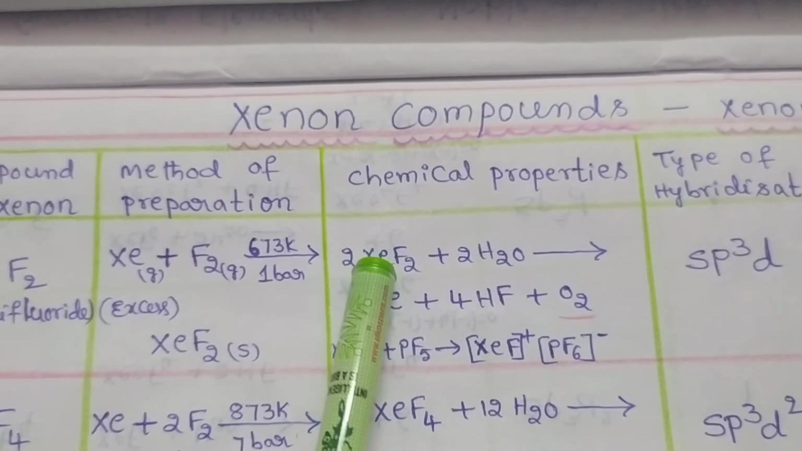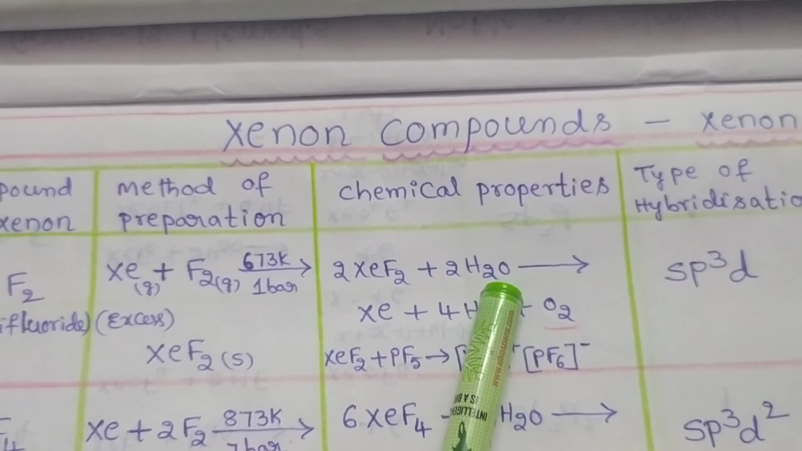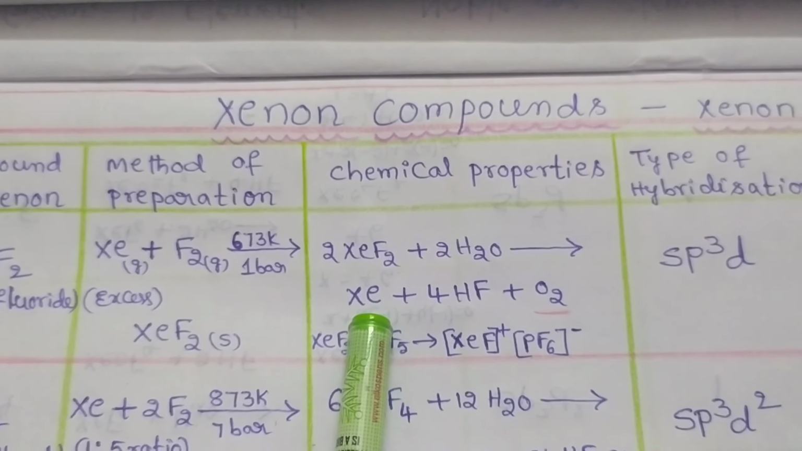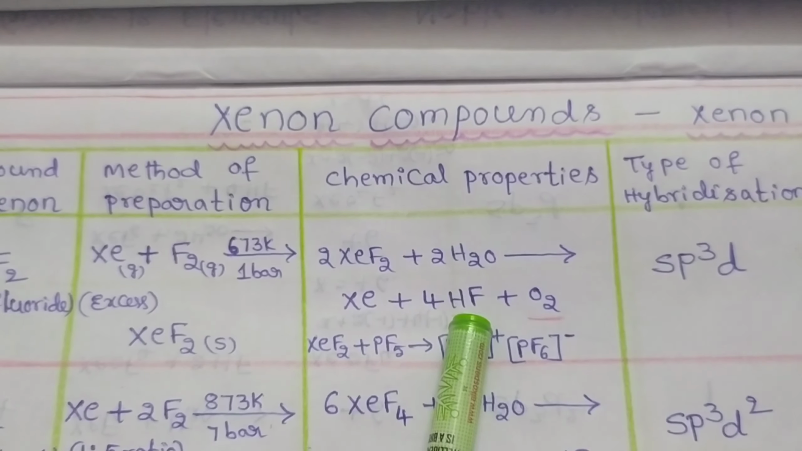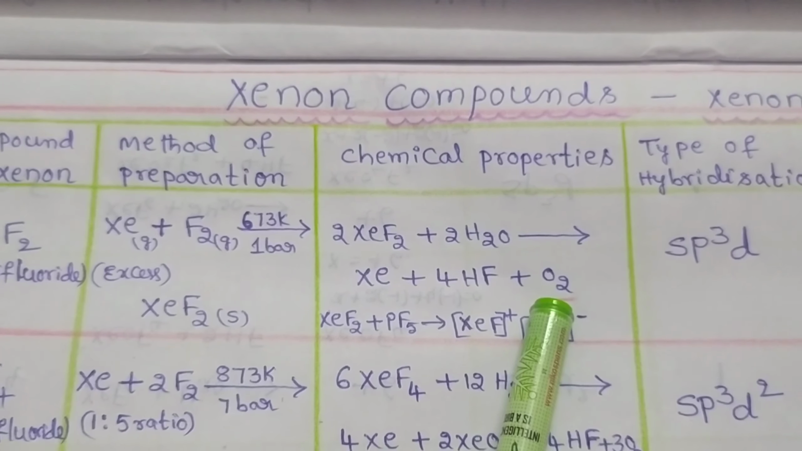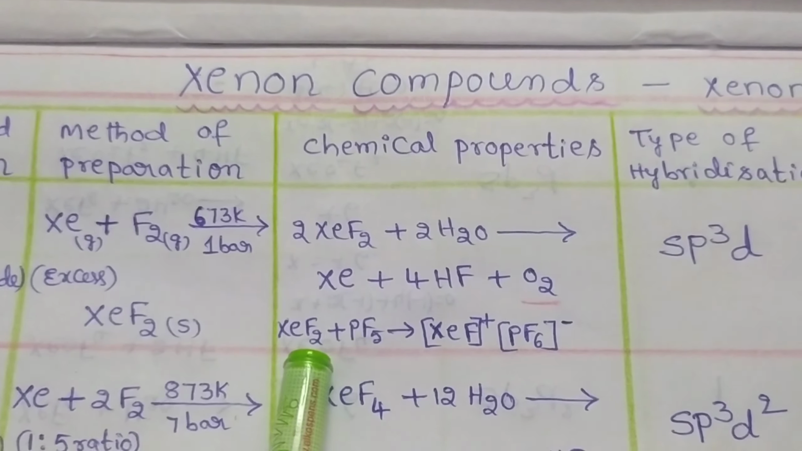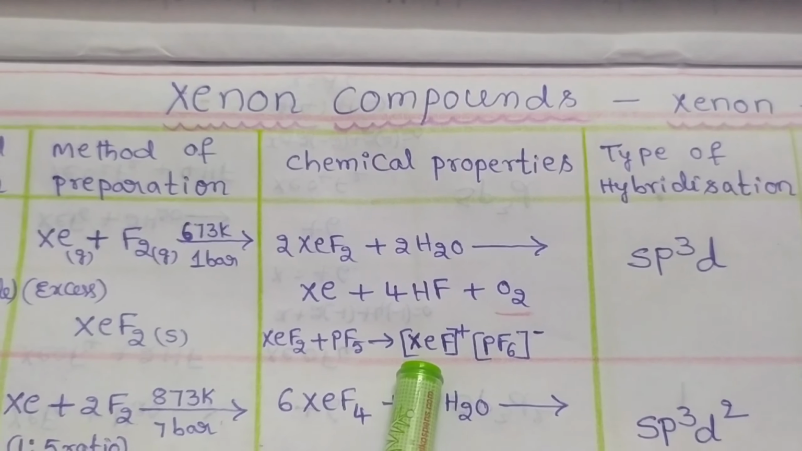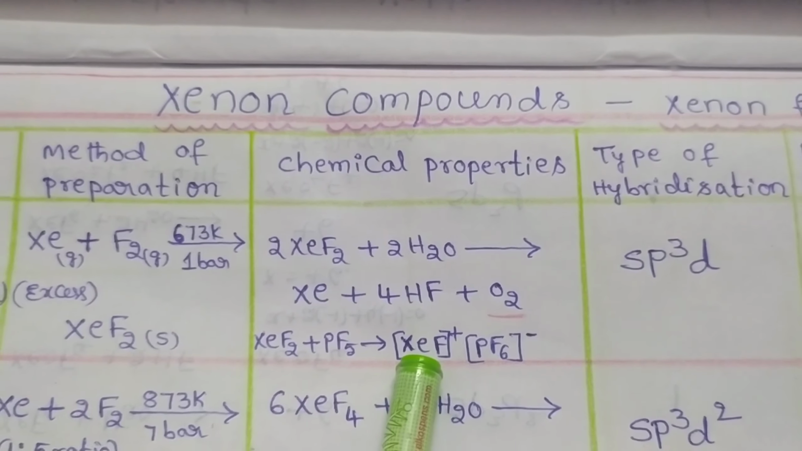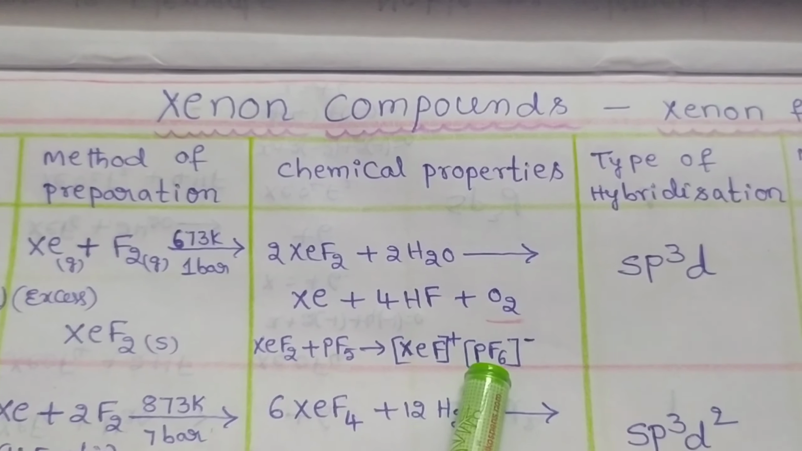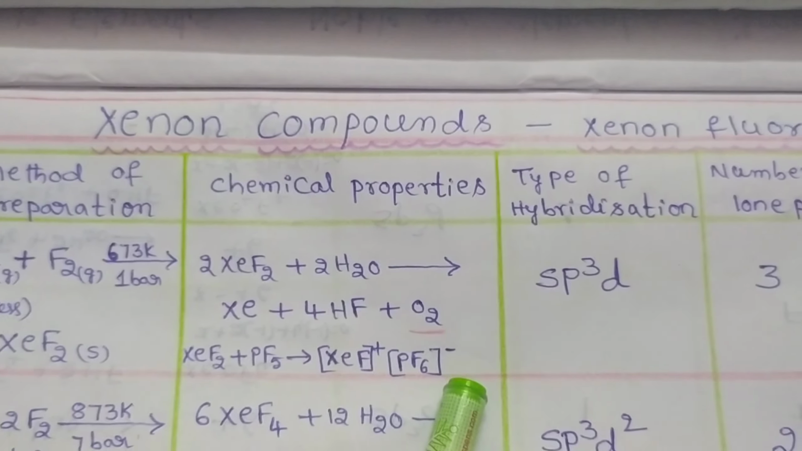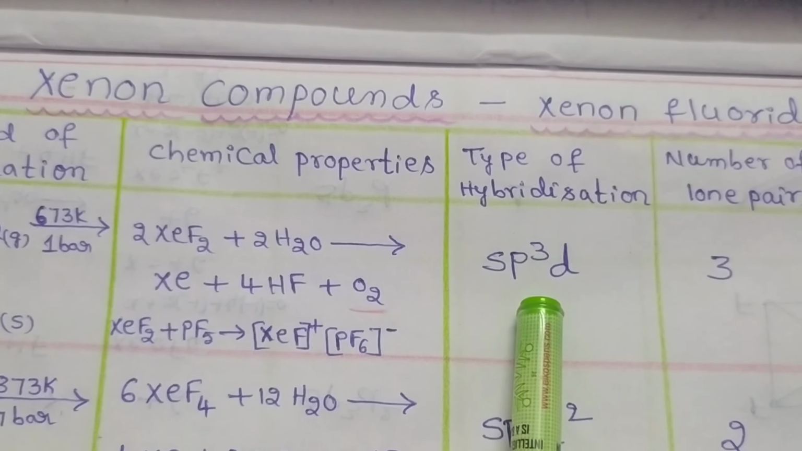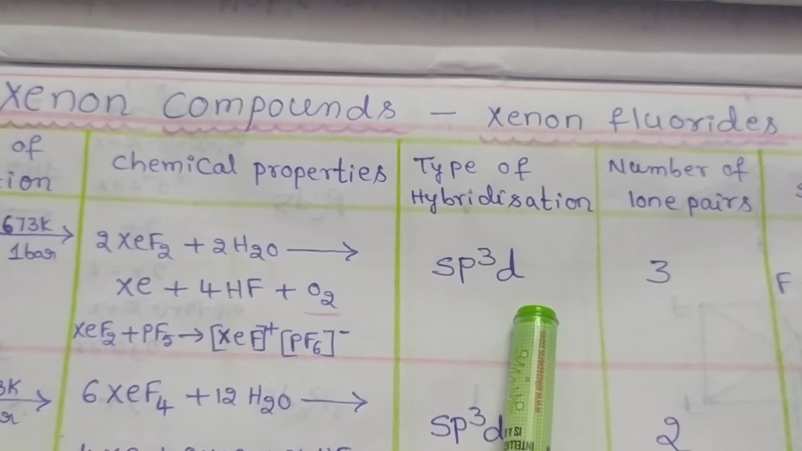Chemical properties: when xenon difluoride is reacted with 2 moles of water molecules, it undergoes hydrolysis, forming xenon, hydrofluoric acid, and oxygen gas is liberated. When xenon difluoride is reacted with phosphorus pentafluoride, it forms an addition product, that is XeF+ and PF6- compound. Hybridization: xenon difluoride shows sp3d hybridization.